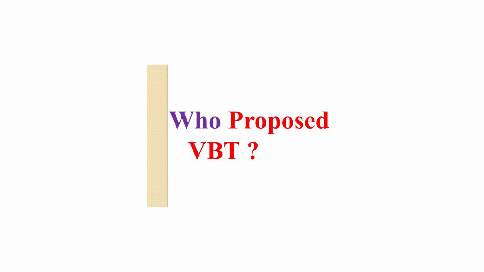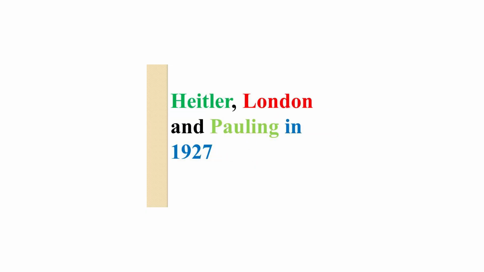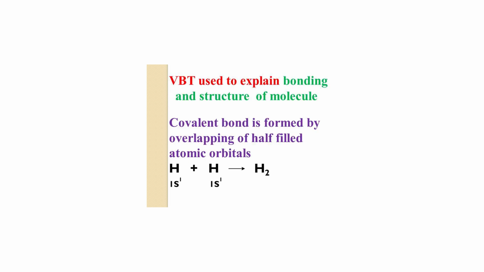Who proposed valence bond theory? Yes, Heitler, London and Pauling in 1927. Valence bond theory is used to explain the bonding and structure of the molecule. Covalent bond is formed by overlapping of half-filled atomic orbitals. That is, hydrogen combines with another hydrogen to form hydrogen molecule. That is 1s1 plus 1s1 gives 1s2.